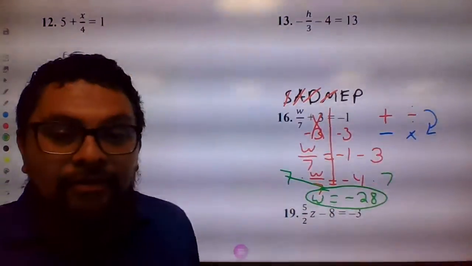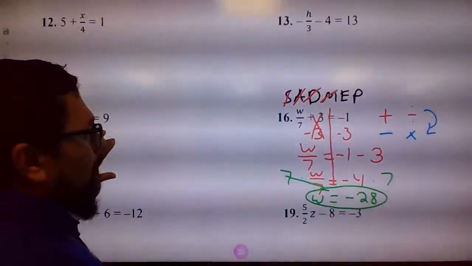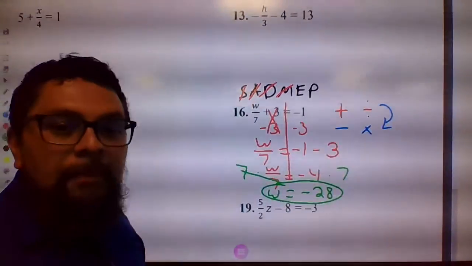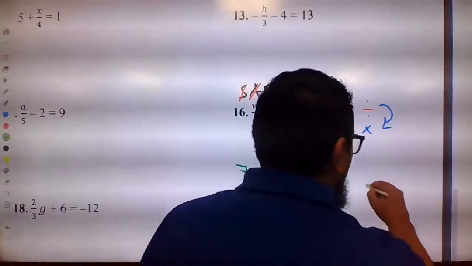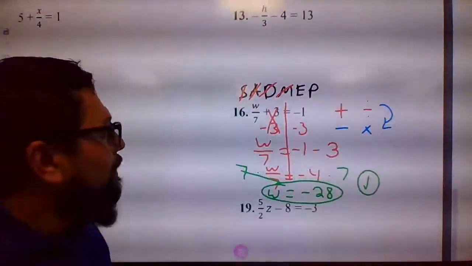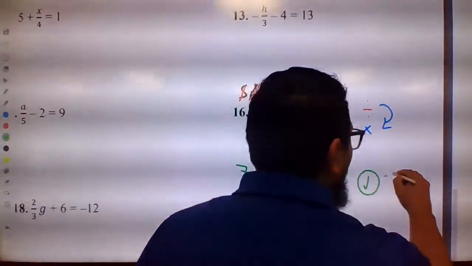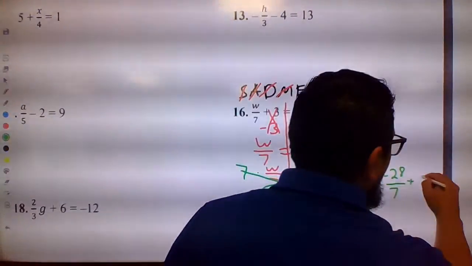Now, to check your answer, checkala, right? So let's check our answer. Let me scoot over. You might not have room on the paper, guys. If you're going to do this on a separate paper, like a notebook or something, that's fine. So check your answer. Checkala. So W over 7, W is negative 28. So negative 28 over 7 plus 3.